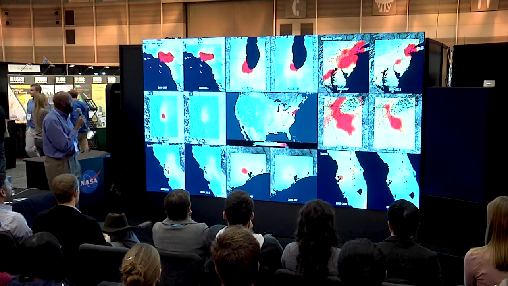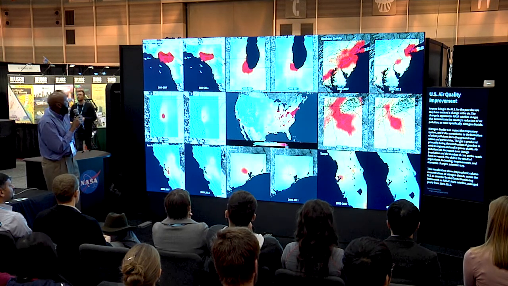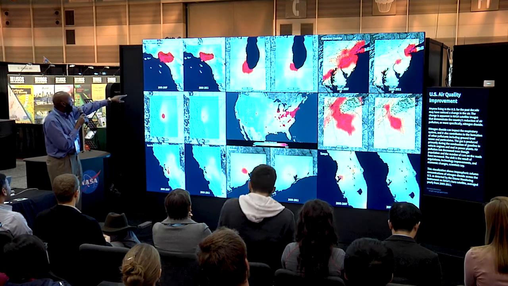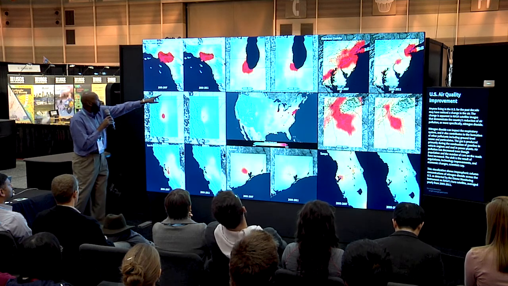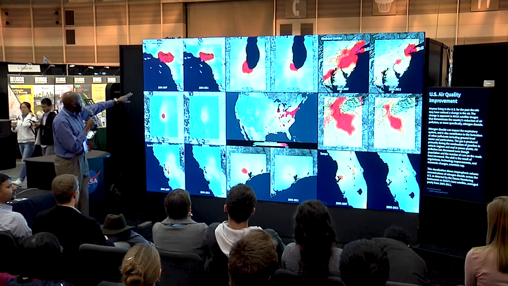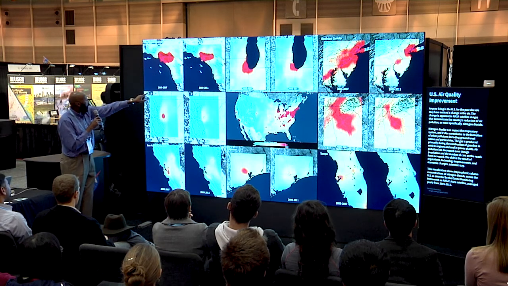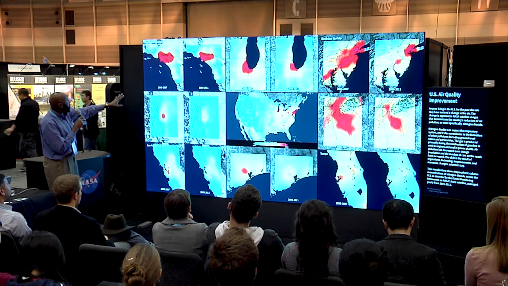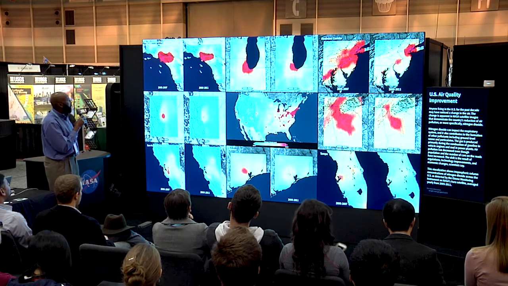Okay, so this is a snapshot of nitrogen dioxide in the United States, and we can see how it has changed between 2005 to 2007 and 2009 to 2011. These are 2-year averages of that period compared to 2-year averages of the next period. So in these 5 years, you can see how nitrogen dioxide has reduced in several of these cities.